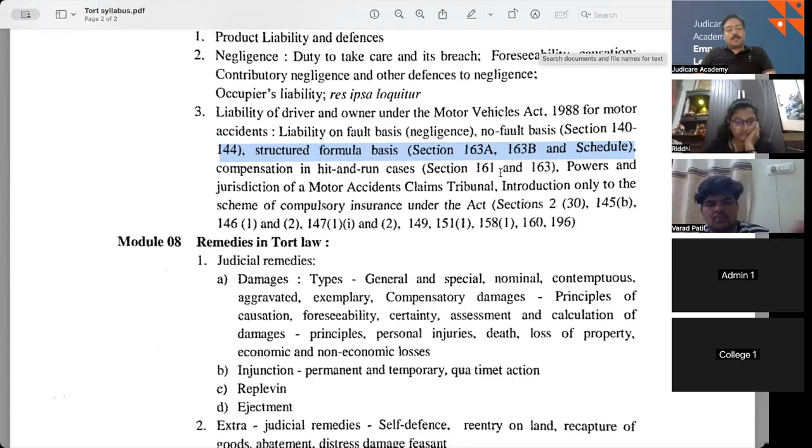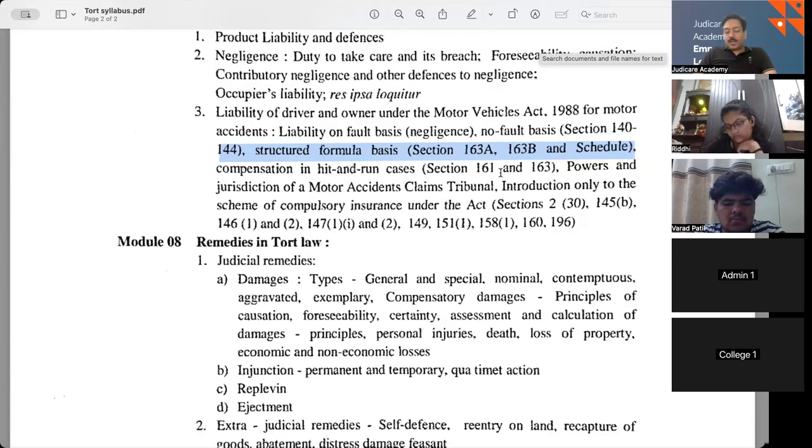So this is covered under these two sections, 163A and 163B. Let's read the sections first. Section 163A is a special provision as to payment of compensation on structured formula basis. And section 163B is option to file claim in certain cases. If a claim has to be filed, then 163B has to be used. So let's see 163A first.